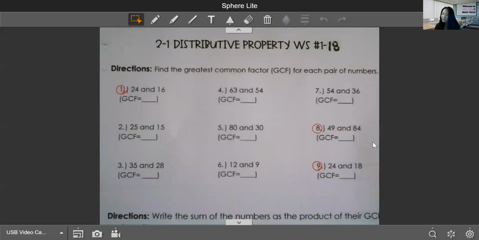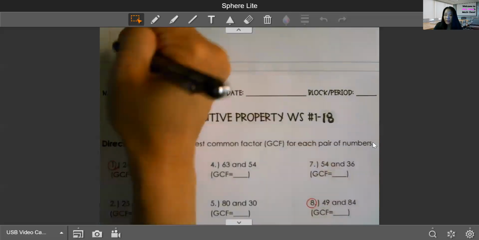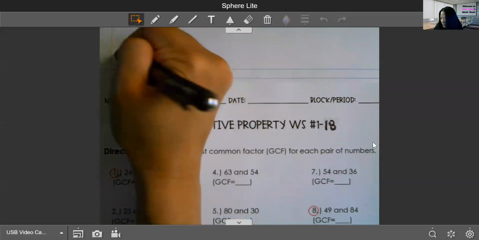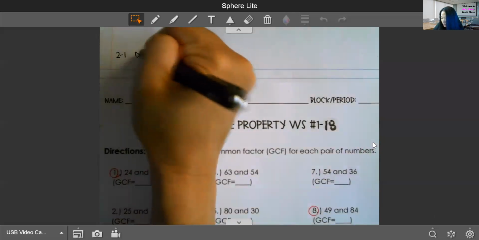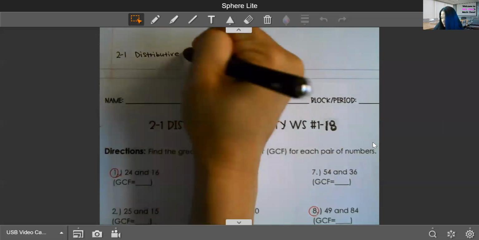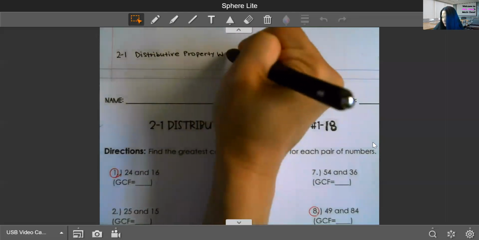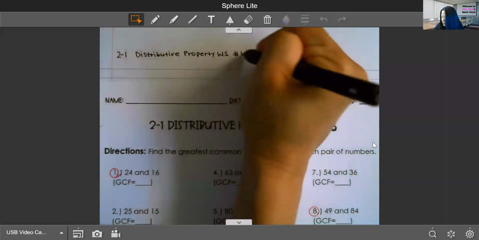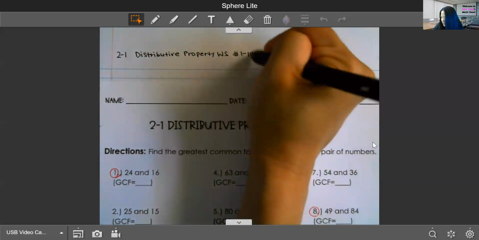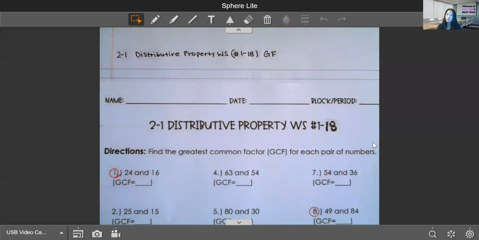Okay, so first thing I'm going to do is I am going to write the title of the homework, and then I'm going to copy these problems down, okay? So over here, I'm going to write 2-1, Distributive Property Worksheet. Numbers 1 through 18. And I'm gonna write GF for Google Form.